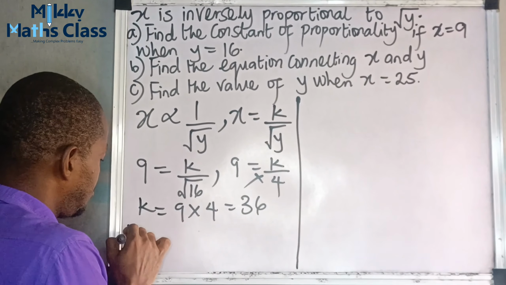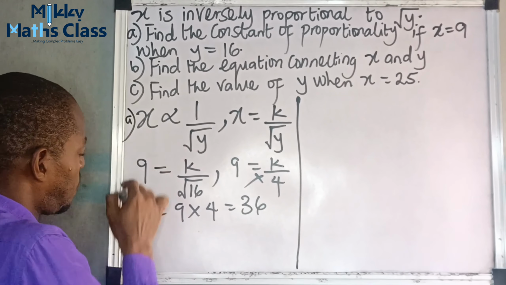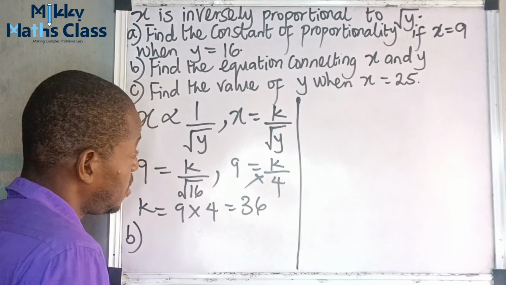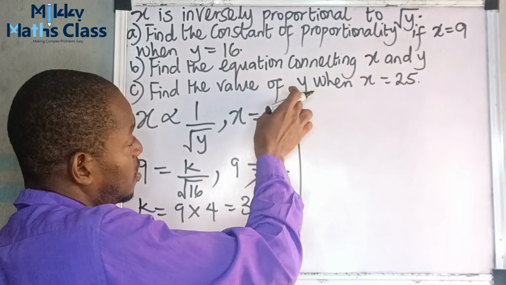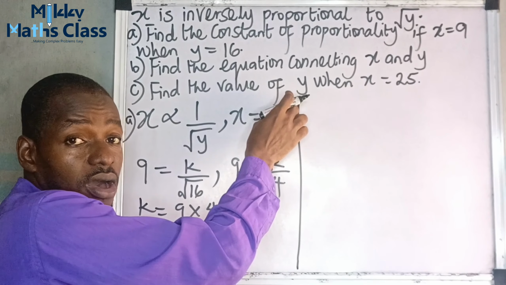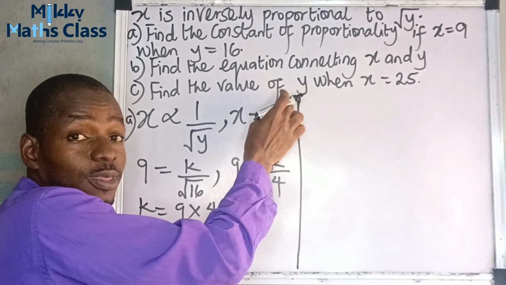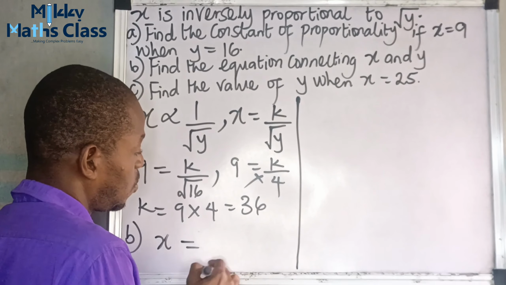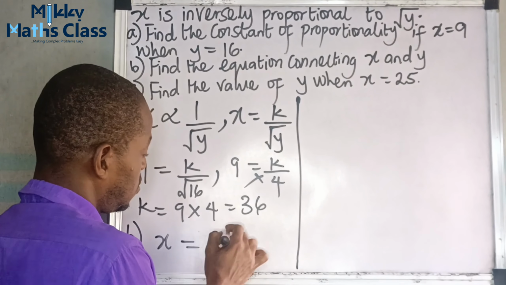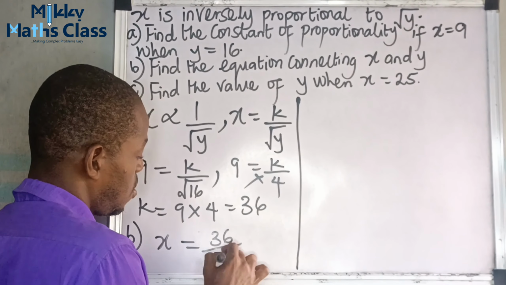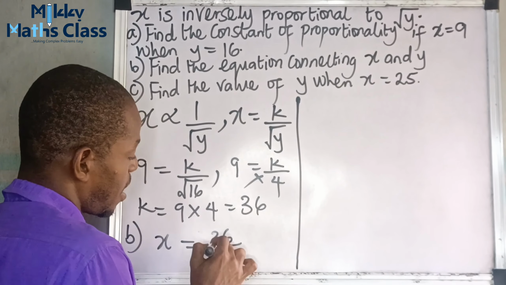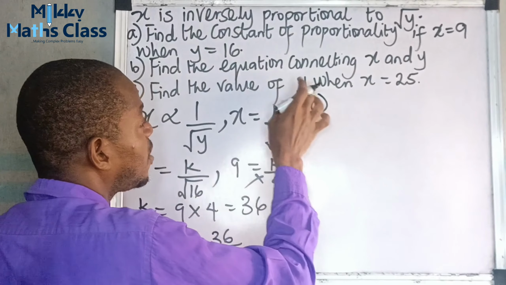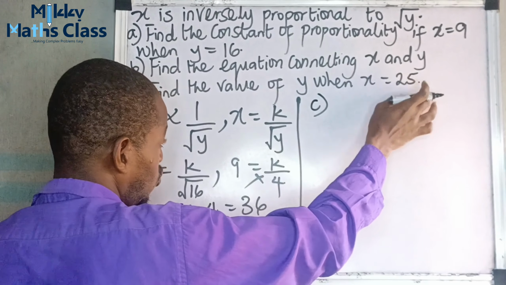All right, let's look at the B part. It says find the equation connecting x and y, just like we have been doing. The equation connecting x and y, replace the formula or the value you got for the constant, and that's all. So the formula connecting them is x is equals to our k, 36 over root y. And the last part from here, find the value of y when x is 25.